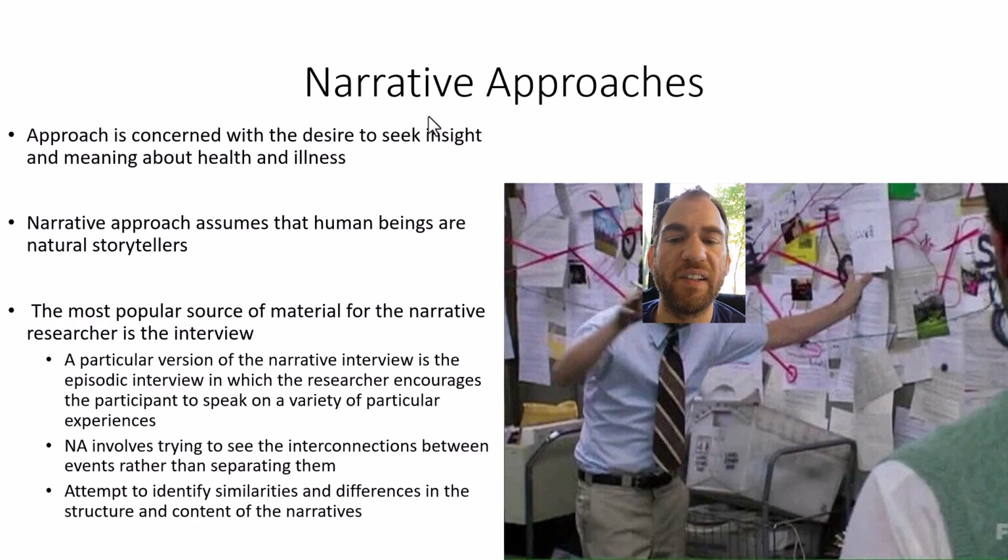And finally, skipping ahead to narrative approaches. A narrative approach is concerned with the desire to seek insight and meaning about health and illness from participants. The narrative approach assumes that human beings are natural storytellers.